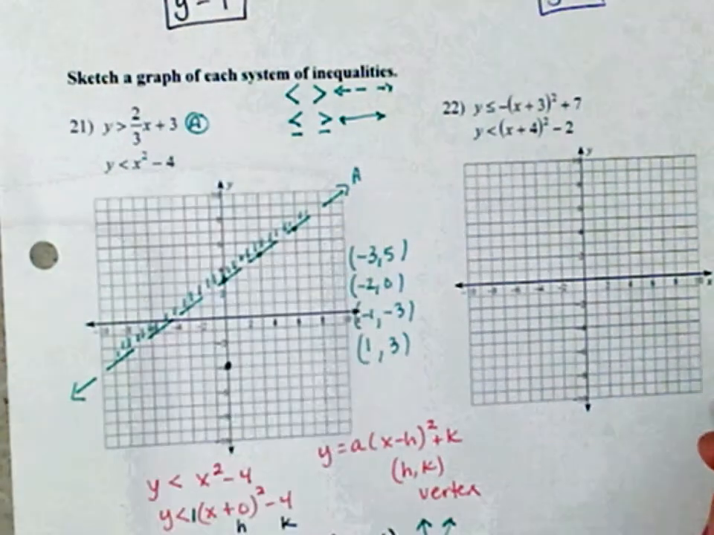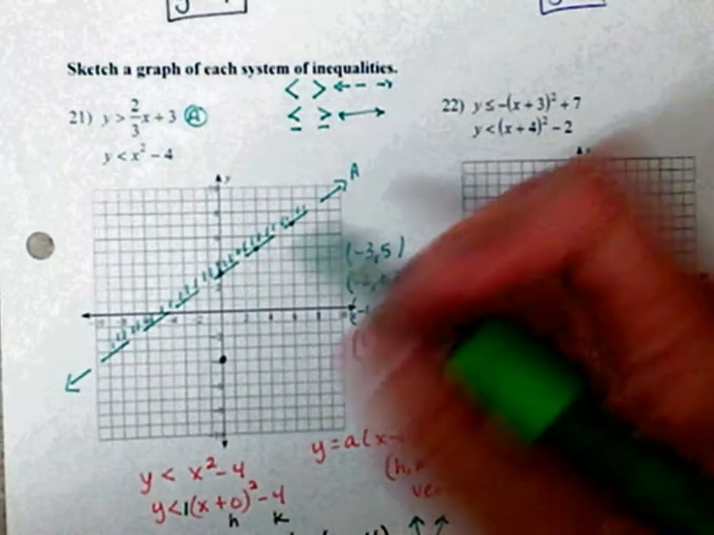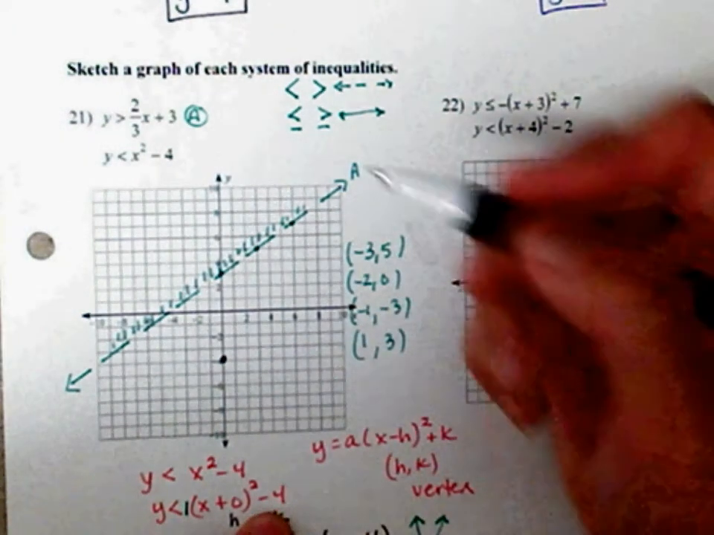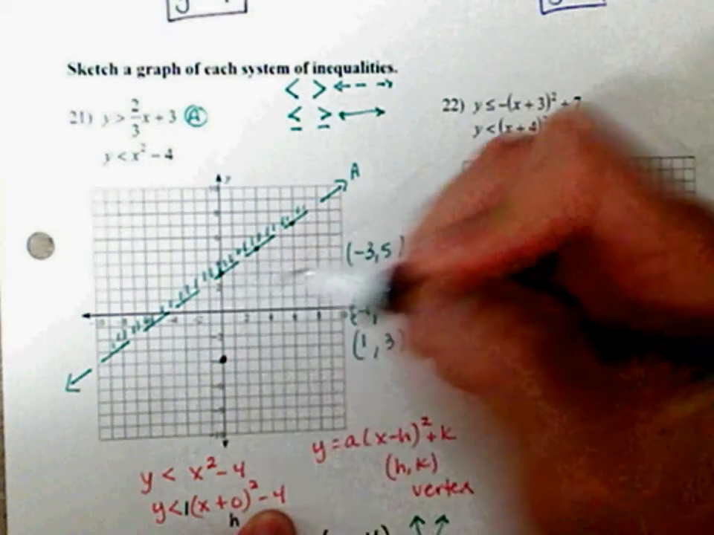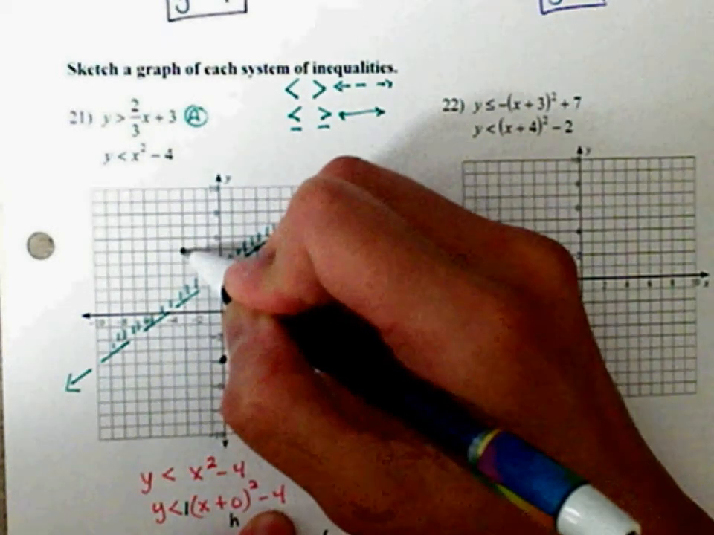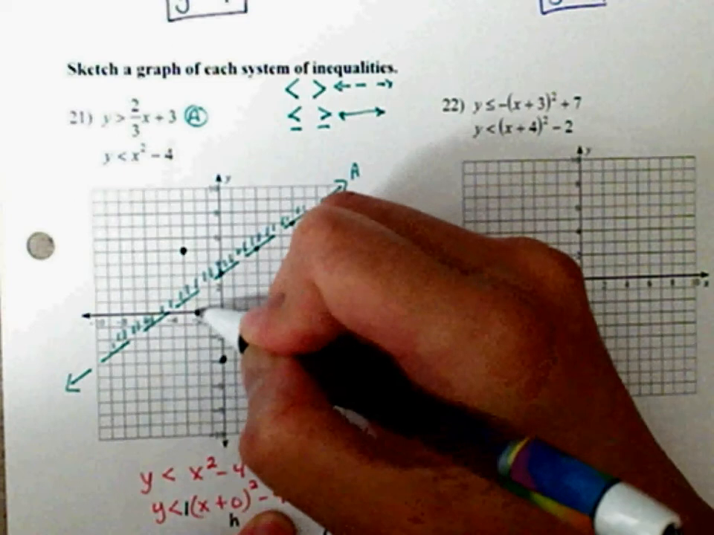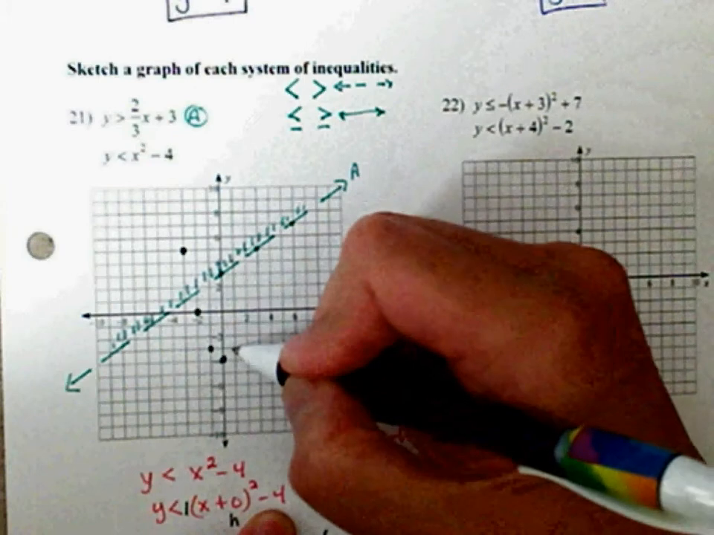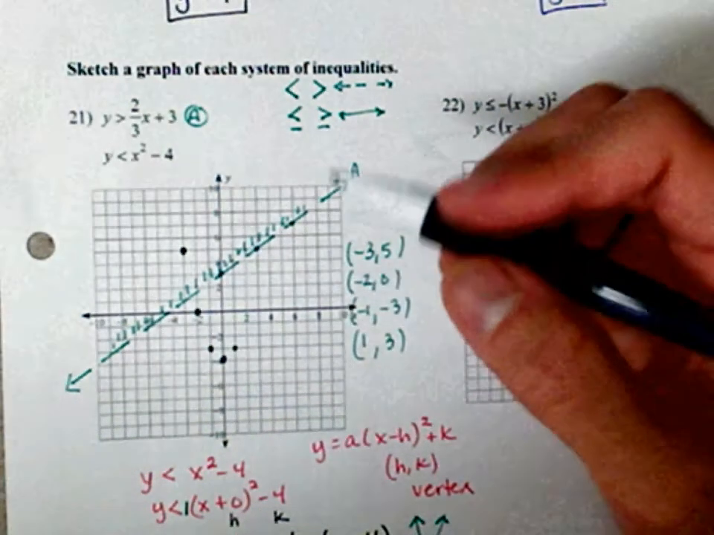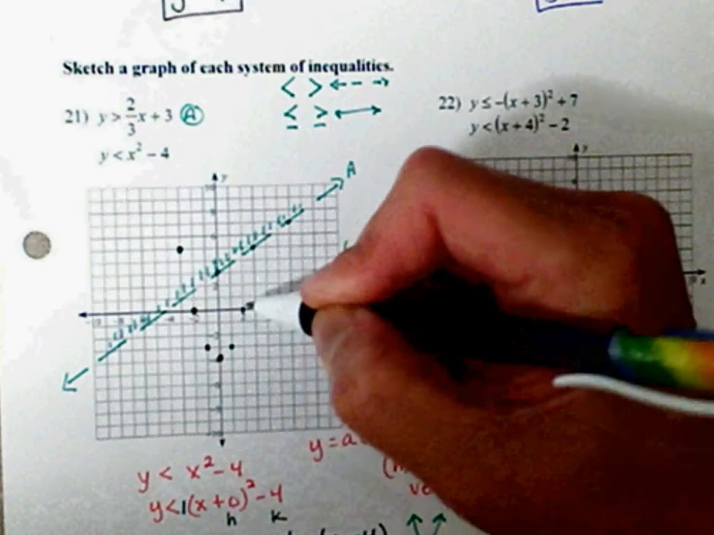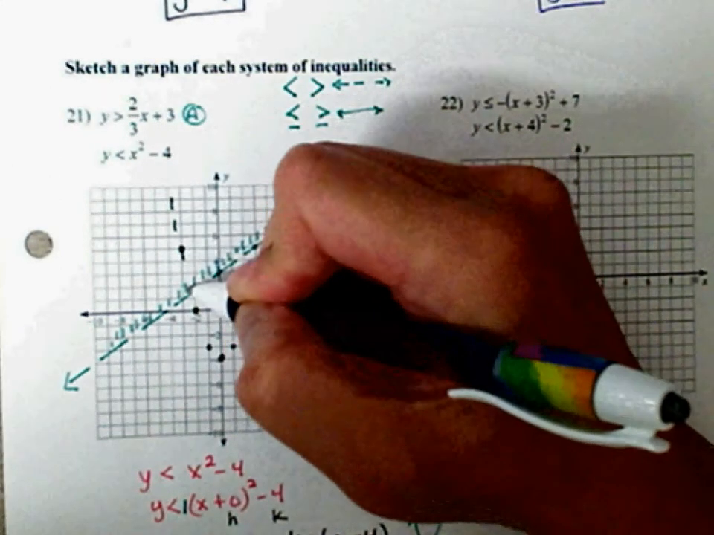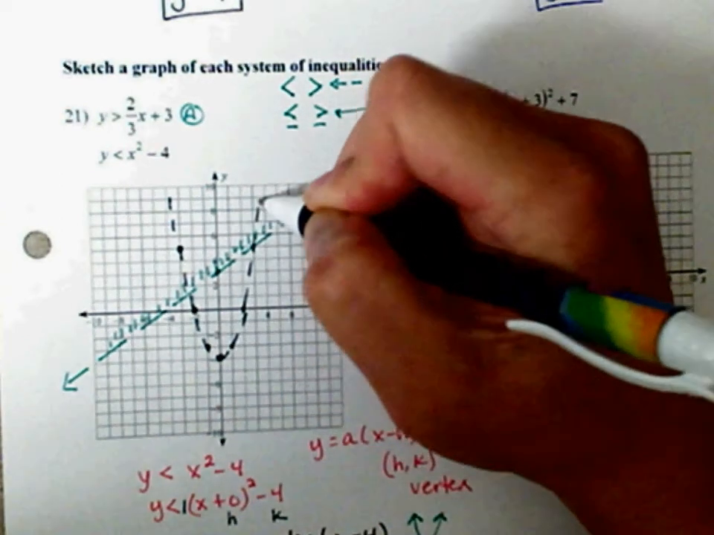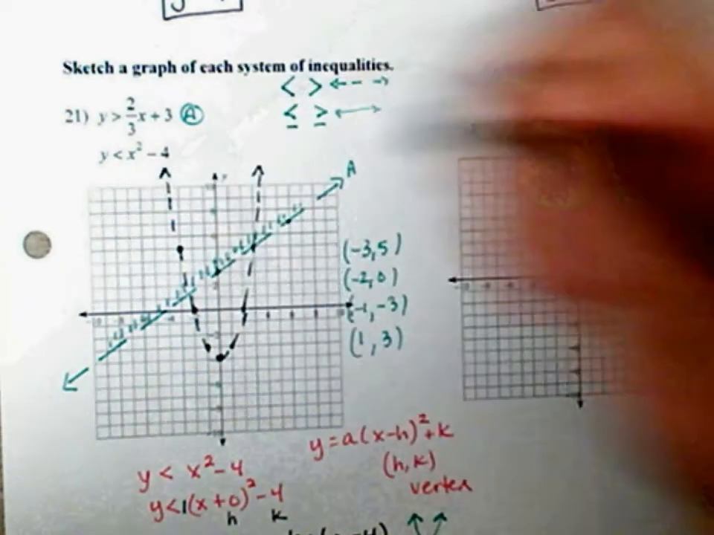Okay. Plot those points. So first you start off right here. Your vertex is 0, negative 4. So negative 3, 5. Okay. Negative 2, 0. See how it's starting to take shape? Negative 1, negative 3, 1 and negative 3. Okay. And if you wanted to, you can kind of see how they are symmetrical. Now, draw your parabola. Draw it all the way through. Make a sketch. Okay. Make sure it goes all the way through the graph.